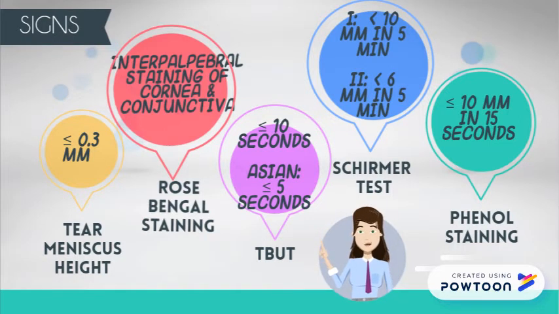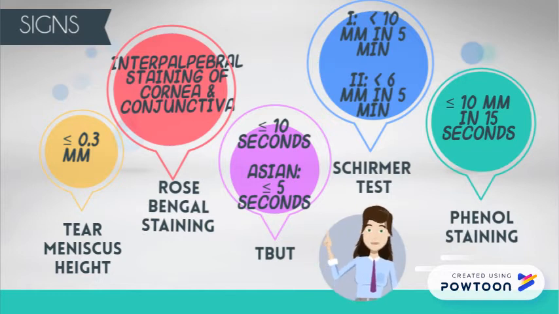Their TBUT may be less than 10 seconds, but for Asians, TBUT less than 5 seconds is significant. Schirmer test 1 without anesthetic shows less than 10 mm of tears in 5 minutes. In Schirmer test 2 with anesthetic, less than 6 mm of tears in 5 minutes is abnormal. Lastly, for the phenol red thread test, less than or equal to 10 mm in 15 seconds is considered abnormal.